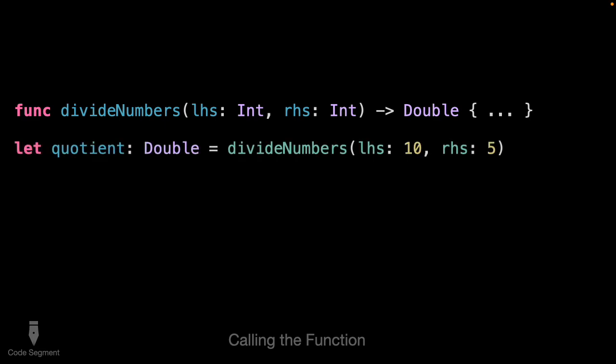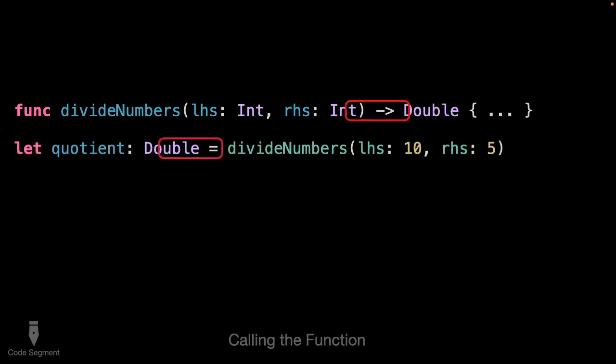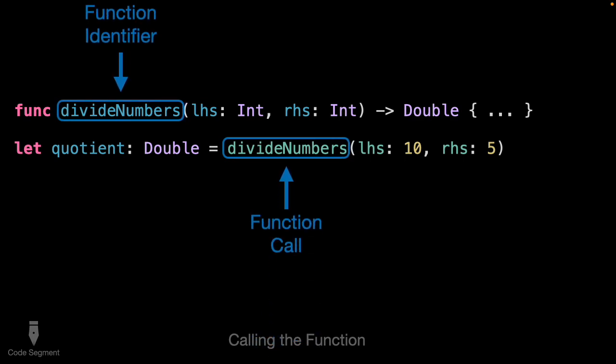Calling the function, once again, you call it using the argument labels as they are defined in the function definition. Here, we're currently using the same labels as the parameter names because no labels have been defined. You also have your return type and the assignment type. What is returned from the function is what you can assign using that value. That's what the expression returns, calling the function. You call it with the identifier. That's how you say, hey, this is the function I want to use.